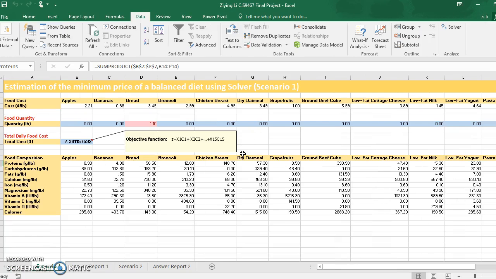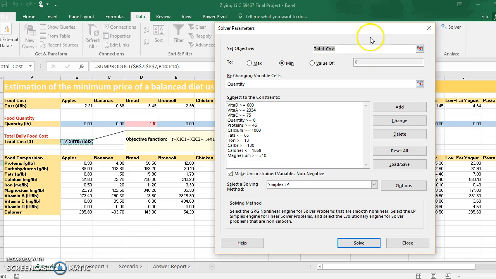Now we're ready to run Excel solver. To do it, we will go to the Data tab and hit Solver. For easier demonstration, before I ran solver, I assigned names to the cell ranges that are needed for solver. So in our case, we are trying to minimize total food cost by changing the quantities associated with each of the food items. And this model is subject to the following constraints.